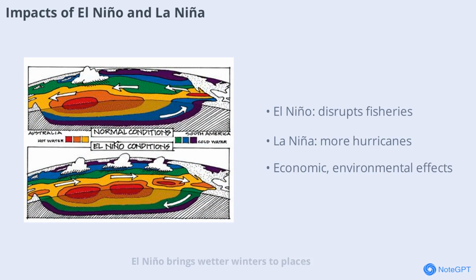El Niño brings wetter winters to places like Florida and drought to Indonesia and Australia. It can disrupt fisheries by replacing nutrient-rich cold water with warm, nutrient-poor water. La Niña, on the other hand, enhances Atlantic hurricane activity and brings cooler, drier conditions to the eastern Pacific. These events can have serious economic and environmental impacts, making their prediction and monitoring a priority for scientists.